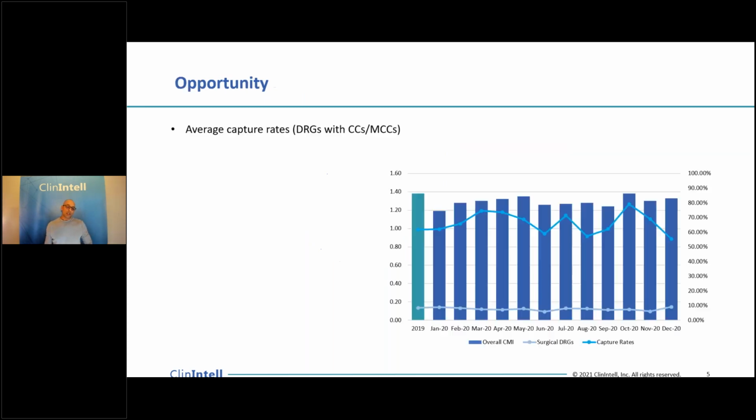So when we dive into opportunity, as I said, there's many different ways it's being used. But essentially what consultants or vendors do is they measure the average capture rates of DRGs with MCCs or CCs. And they may do this for all discharges, or they may do it for discharges that are just reviewed by the CDI team, which is, in my mind, not a good thing to do, because you have an excuse for the fact that we have large severity gaps across our organization: the CDI team doesn't review those charts.